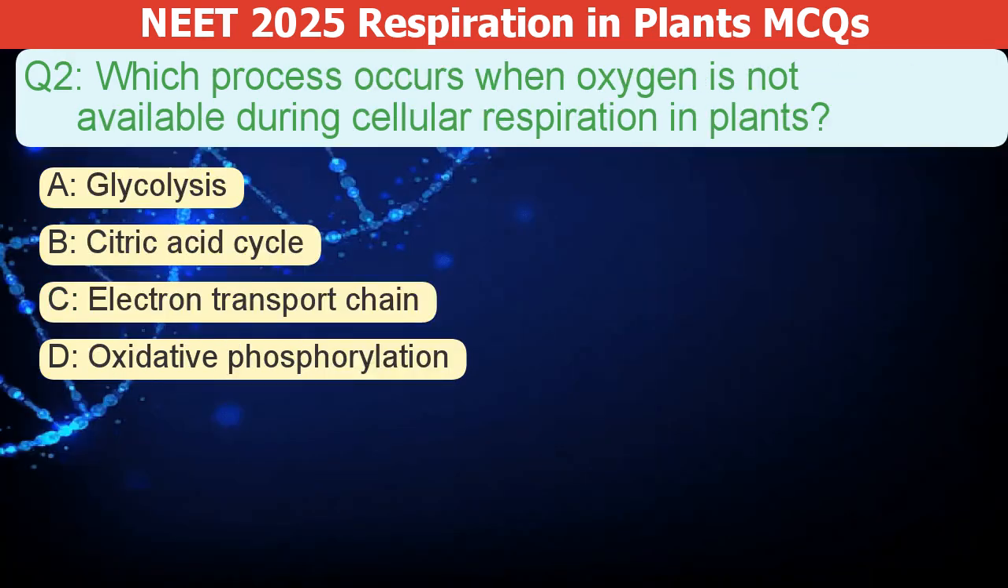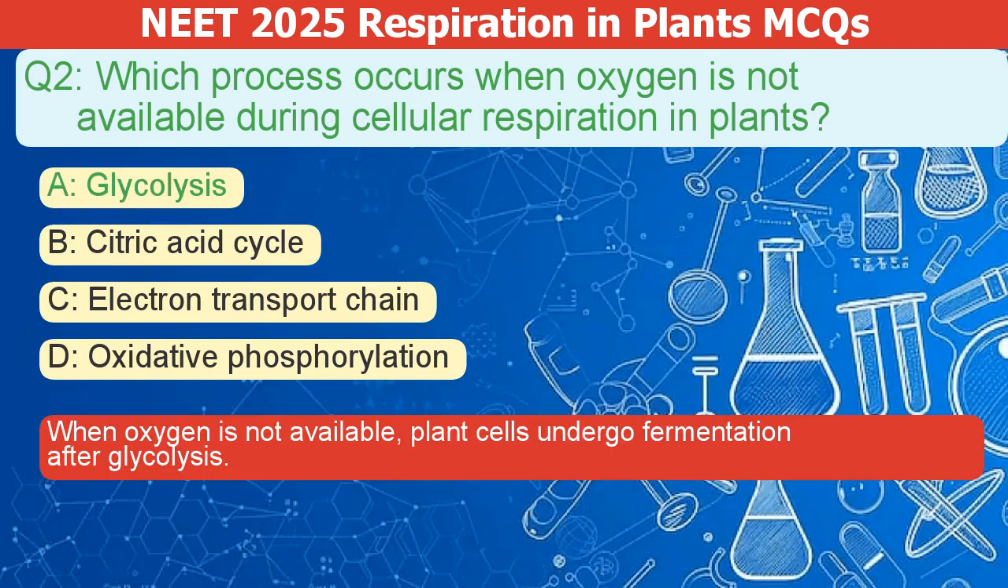Which process occurs when oxygen is not available during cellular respiration in plants? A. Glycolysis. B. Citric acid cycle. C. Electron transport chain. D. Oxidative phosphorylation. The correct answer is A. When oxygen is not available, plant cells undergo fermentation after glycolysis.